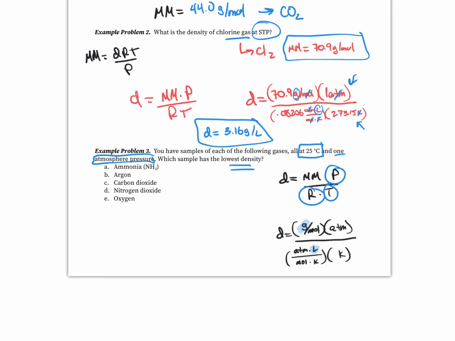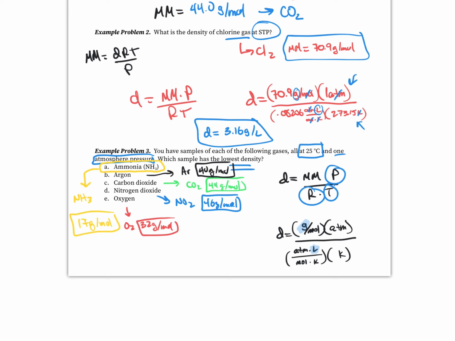If we look closely at the units that result in this answer, the grams part of the density unit comes from the molar mass, which makes sense. As you increase that mass, you increase the density because the volume is not going to change from the other values. But as you decrease that molar mass, you decrease the density, which means my answer is going to be ammonia, because ammonia has a molar mass of approximately 17 grams per mole, where the next lowest is oxygen, then argon, then CO2, and then lastly nitrogen dioxide.